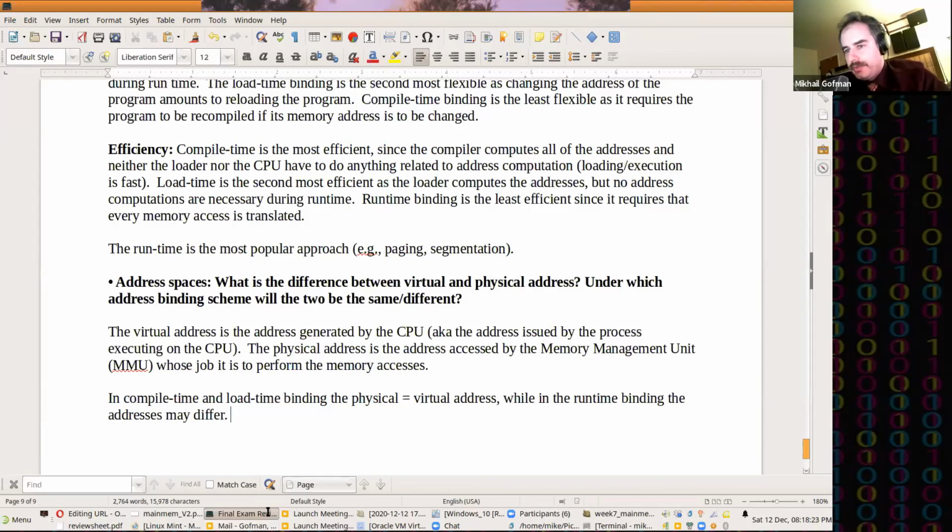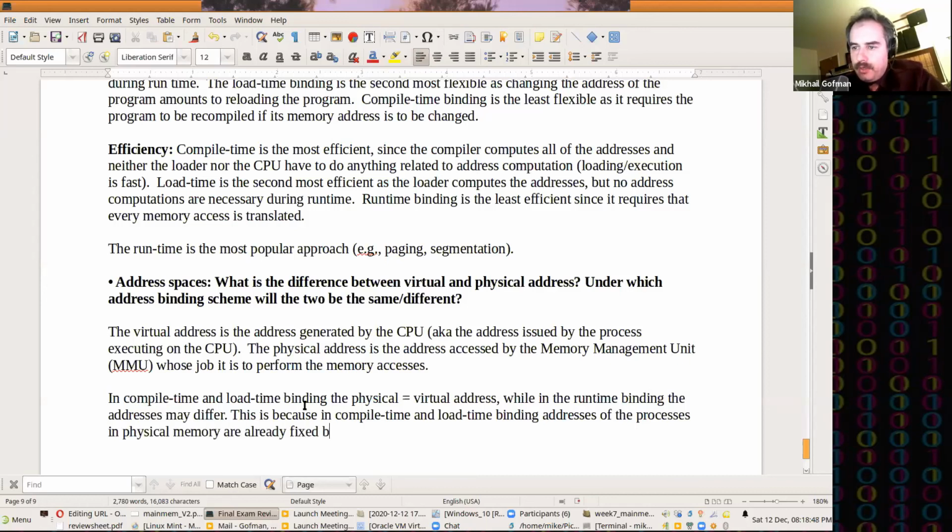Okay, so in compile time and load time binding, the physical address will be equal to the virtual address, while in the runtime binding, the addresses may differ. Okay, so that's basically the idea. So this is because in compile time and load time binding, the addresses of the processes in physical memory are already fixed by the time the process gets to execute.